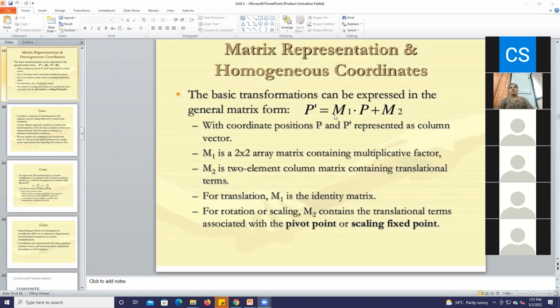m1 बघितलंय आपण. m1 मध्ये काय होतं? आयडेंटिटी मॅट्रिक्स होता आपला. ट्रान्सलेशन मॅट्रिक्स आपण कसा लिहितो? 1 0 0, 0 1 0 आणि tx ty 1.